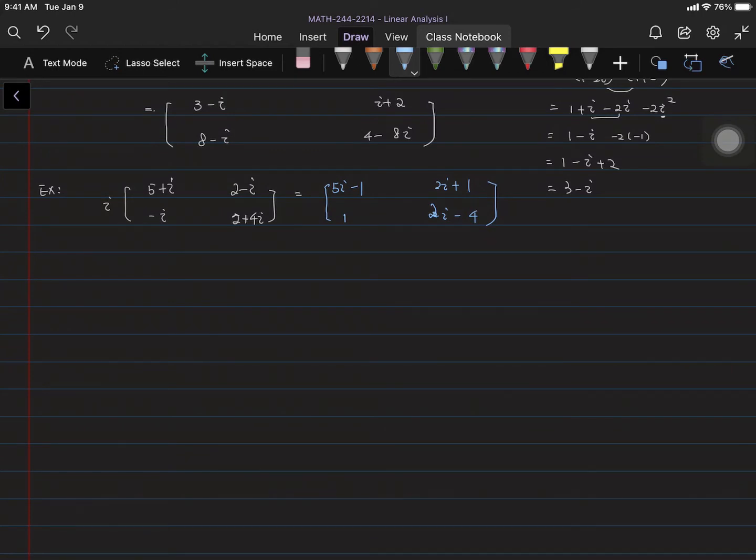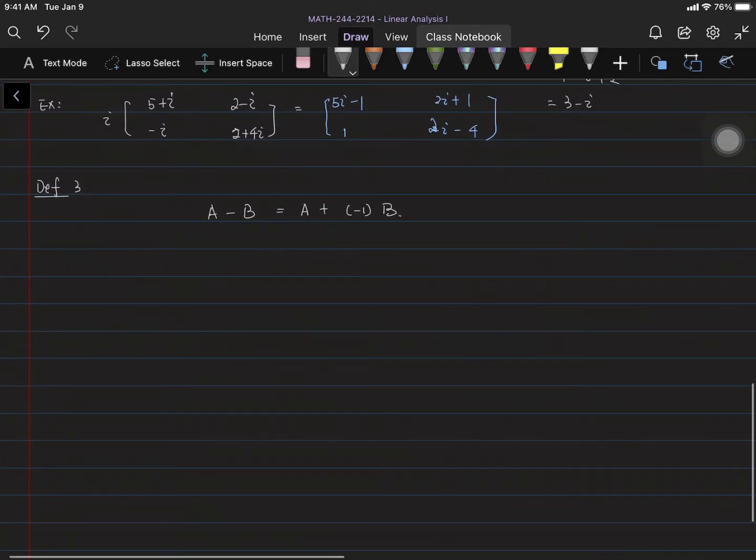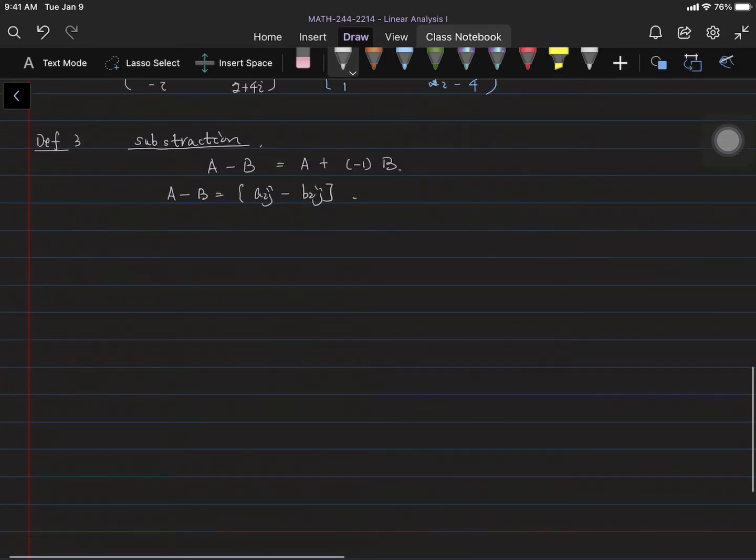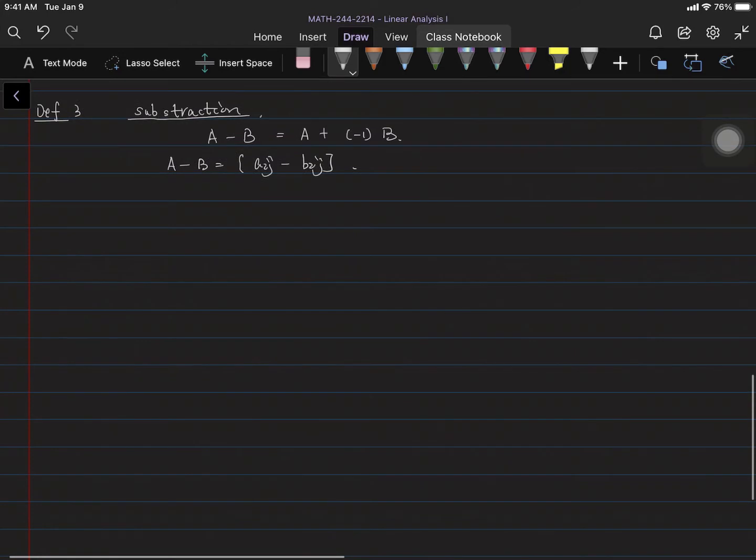Next definition is called subtraction. Subtraction is the same as sum, because you can see it's like a minus b. We can look at this as a plus negative 1 times b, right? So this is called subtraction. Okay, and the definition is just given by this one, aij minus bij. We skip the example, it's pretty easy. So that's subtraction.